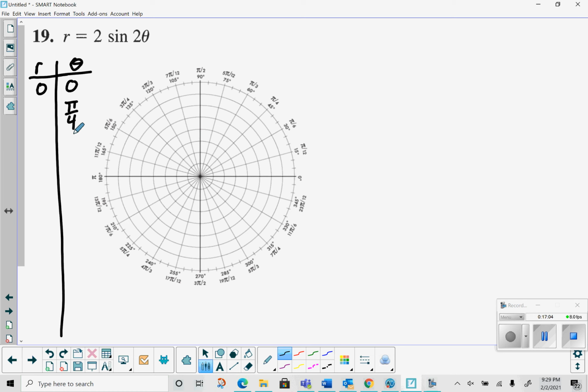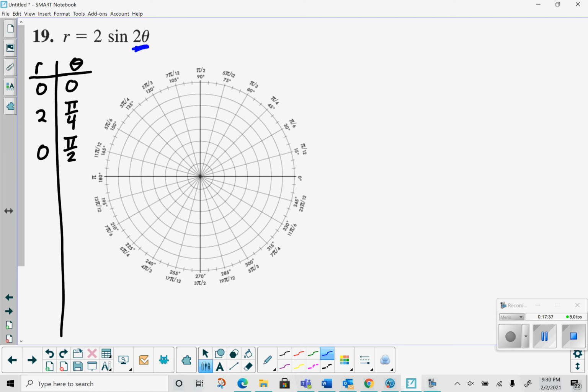2 times pi over 4, that's pi over 2. Sine of pi over 2 is 1. 2 times 1 is 2. Pi over 2, substitute that in place of theta. Multiply it by 2, well, that's pi. Sine of pi is 0. 2 times 0 is 0. And hopefully we can, again, recognize the form there.